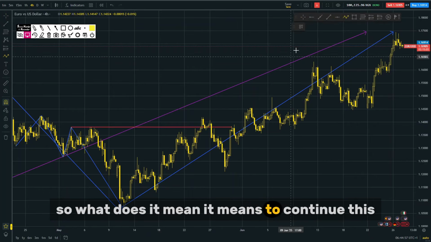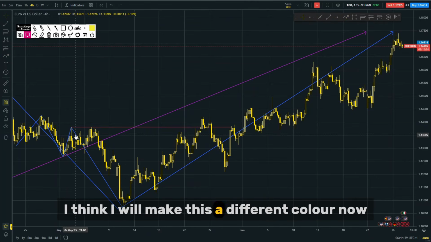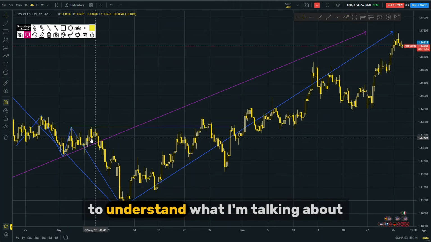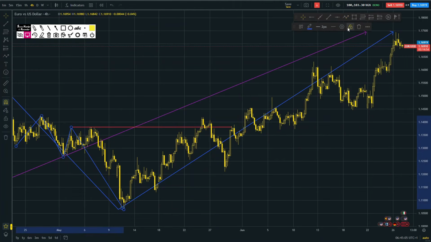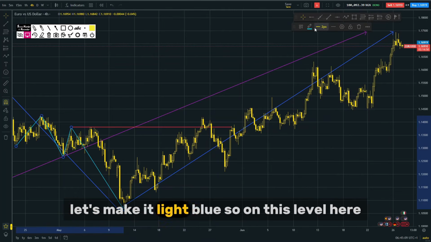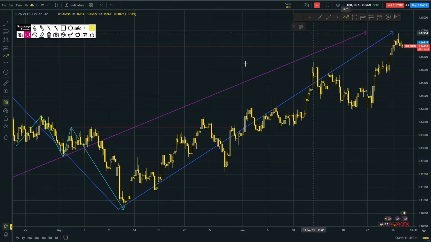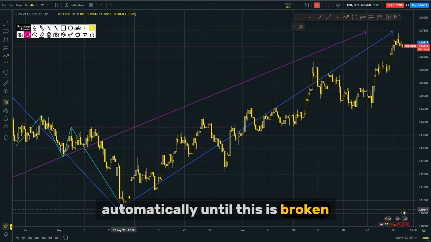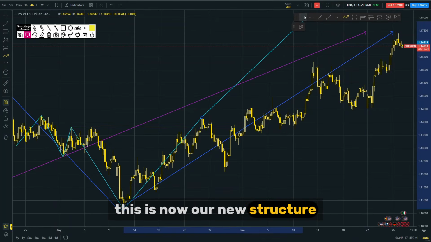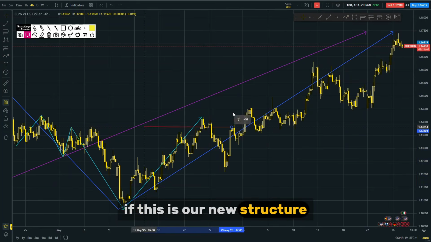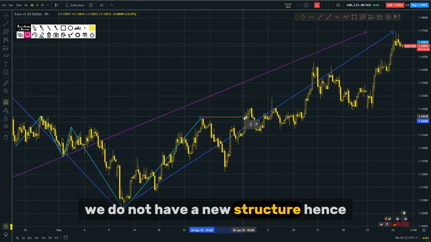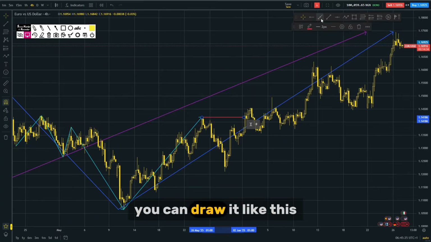It means, to continue this, I think I'll make this a different color now, so people begin to understand what I'm talking about. On this level here, let's make it light blue. So on this level here, automatically, until this is broken, we don't have a structure. What does that mean? This is now our new structure. If this is our new structure, until this is broken, we do not have a new structure. Hence, you can draw it like this.